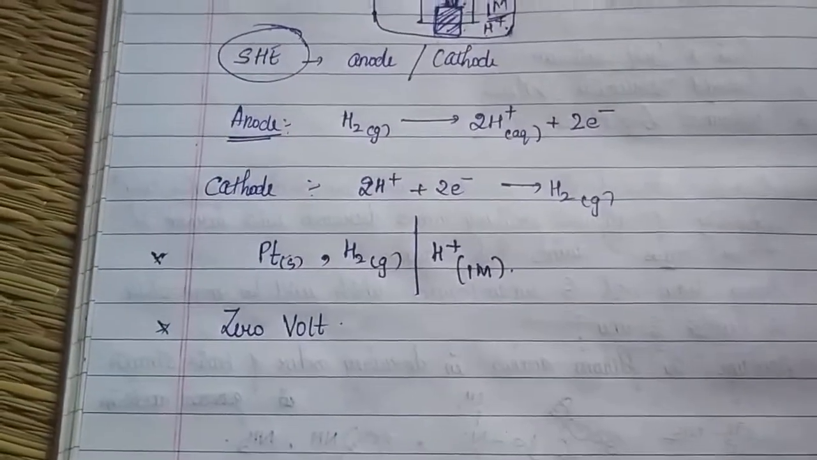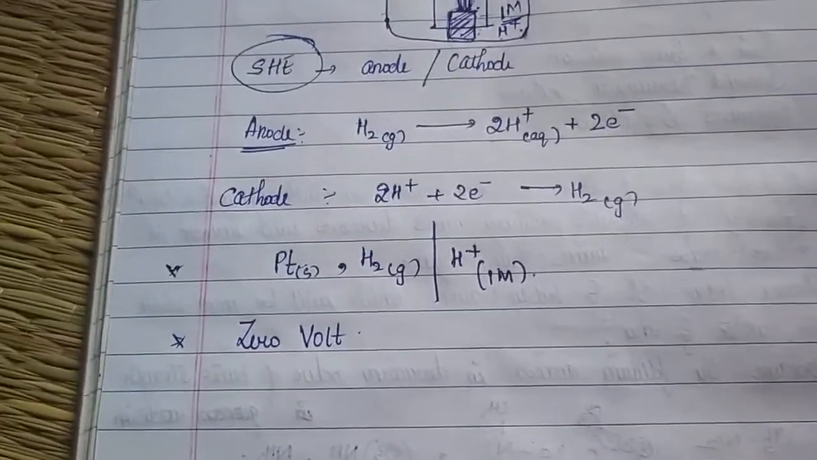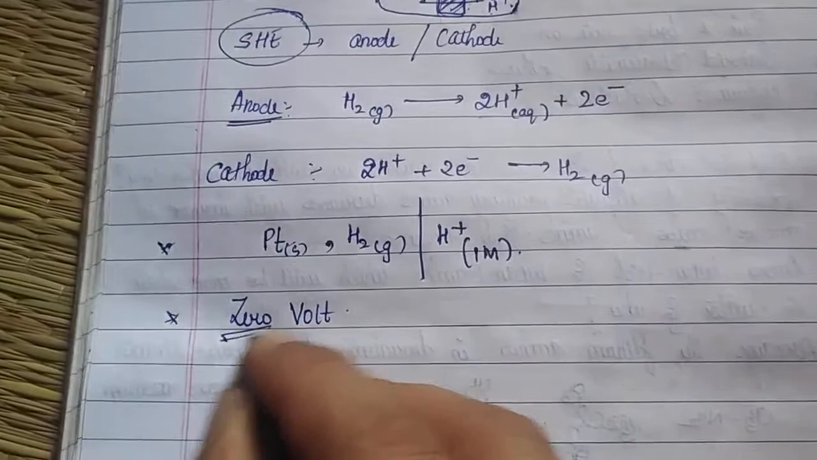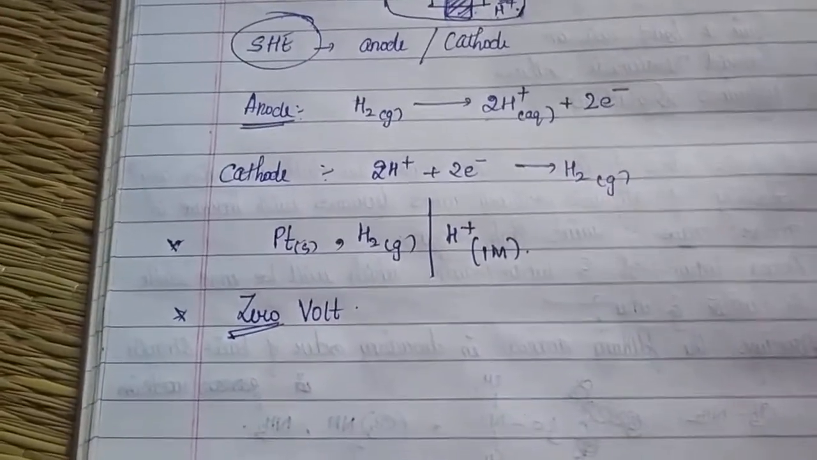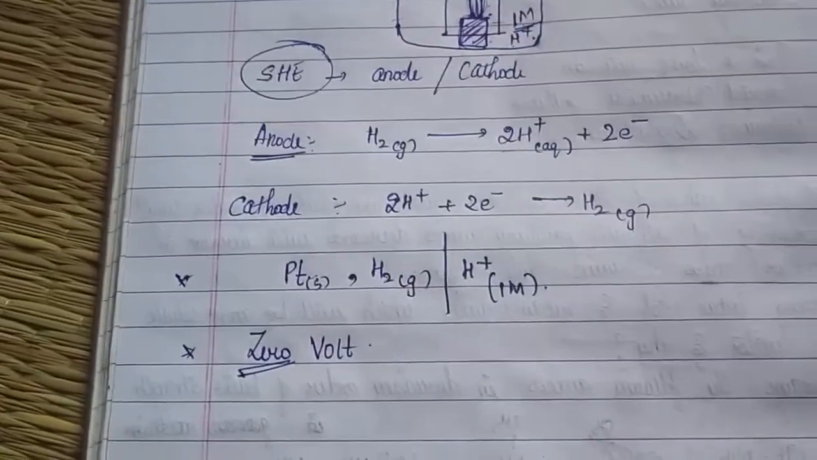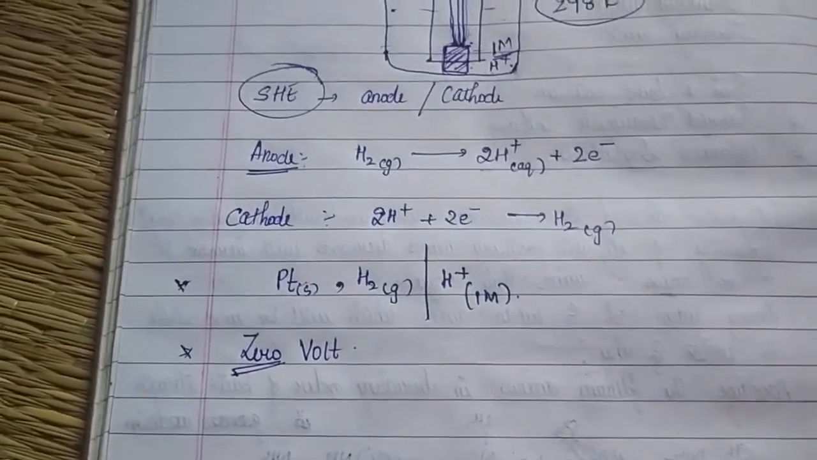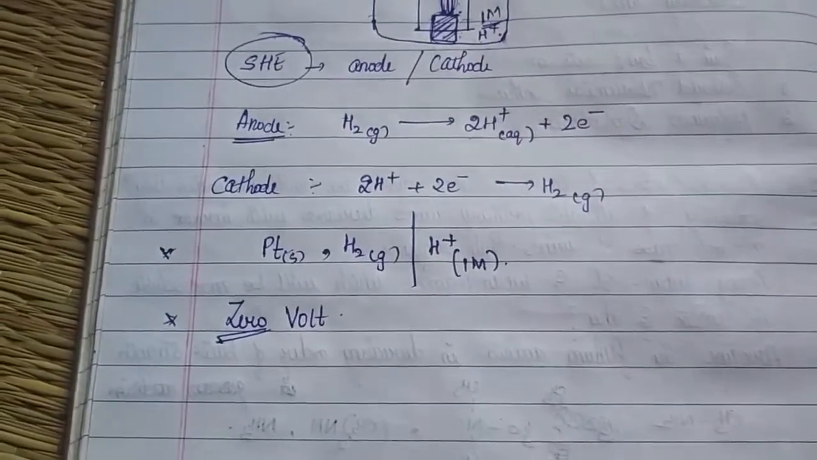What are we saying? The standard electrode potential of your SHE is how much? 0 volt. Standard. I am asking again and again. I am saying standard at 298 Kelvin, 1 bar pressure, keeping the solution as 1 molar. Your SHE's voltage is how much? The potential difference is how much? 0 volt. Is that clear?